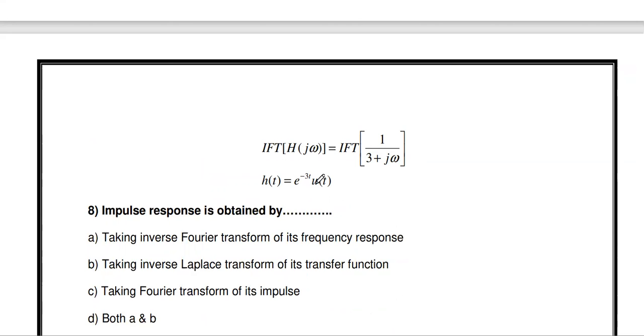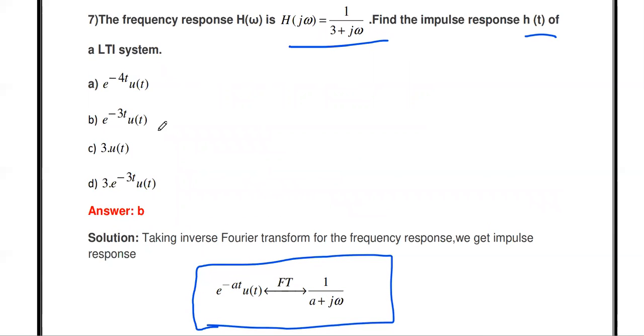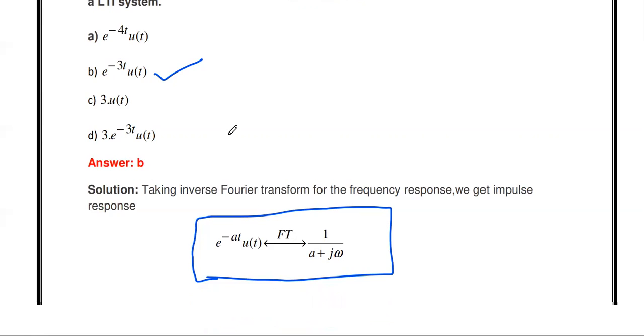This e power minus 3t u of t is nothing but the impulse response. That is, the inverse Fourier transform of the frequency response is the impulse response. So h of t equals e power minus 3t u of t. This is the correct answer.